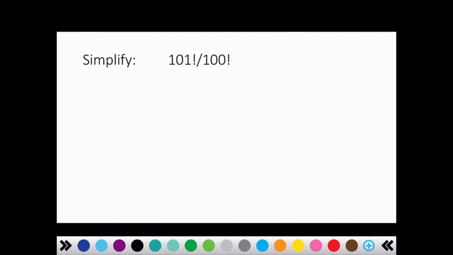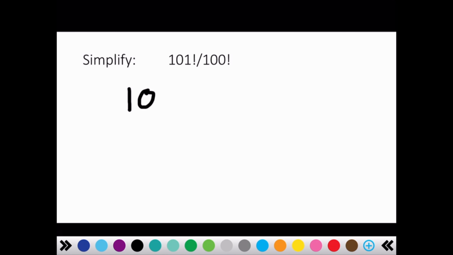So this is our first difficult question that we're going to do. Simplify 101 factorial over 100 factorial. Now this may seem difficult when you first look at it, but you just have to remember the concept that we just learned. So we know that 101 factorial is just 101 times 100 times 99 times 98 and so on. And in the same way, 100 factorial is just 100 times 99 times 98 times 97 and so on. So we can just write it like this.